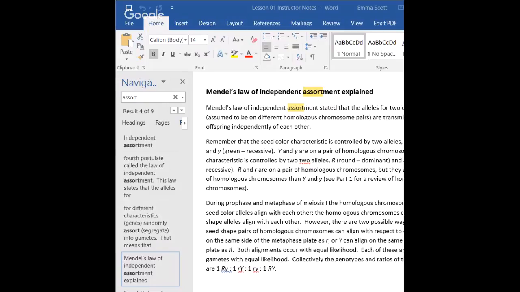I drew the diagram, and I'm going to show you what that looks like. 1 second.